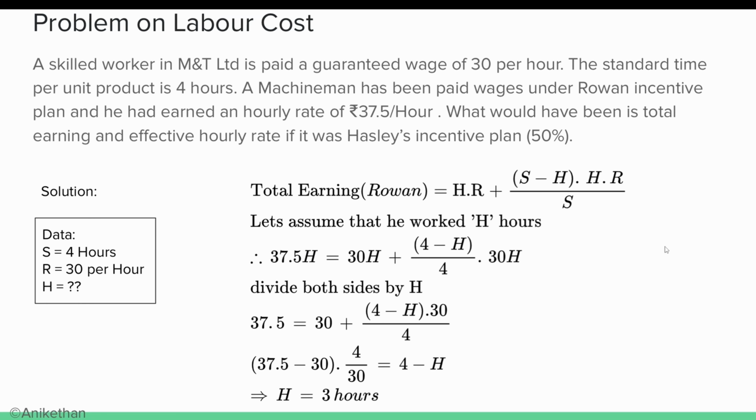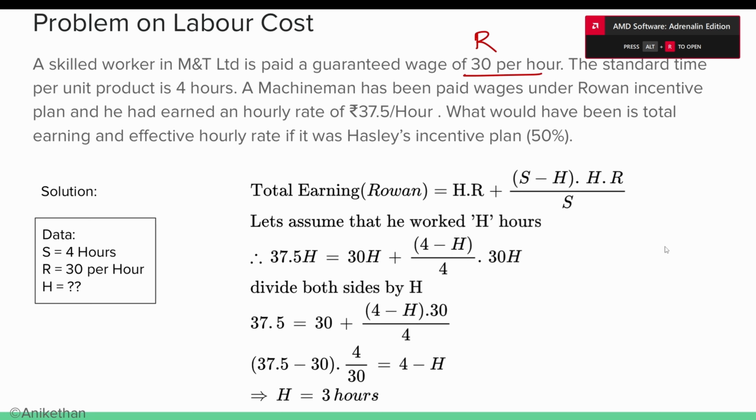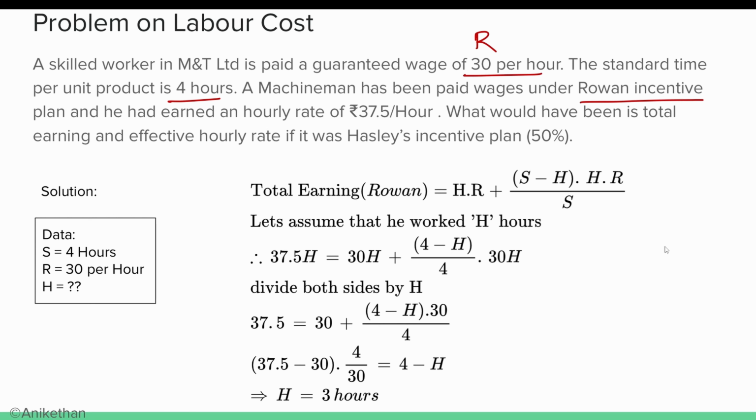A skilled worker of MNT Limited is paid a guaranteed wage of 30 per hour. So this is R. The standard time per unit produced is 4 hours. So S is 4 hours. A machine man has been paid wages under Rowan incentive plan and he had earned an hourly rate of 37.5 per hour. That means as per Rowan, you calculate the total wage and divide by total hours. This is the effective hourly rate he has earned. What would have been his total earning and effective hourly rate if it was Halsey's incentive plan, 50%?